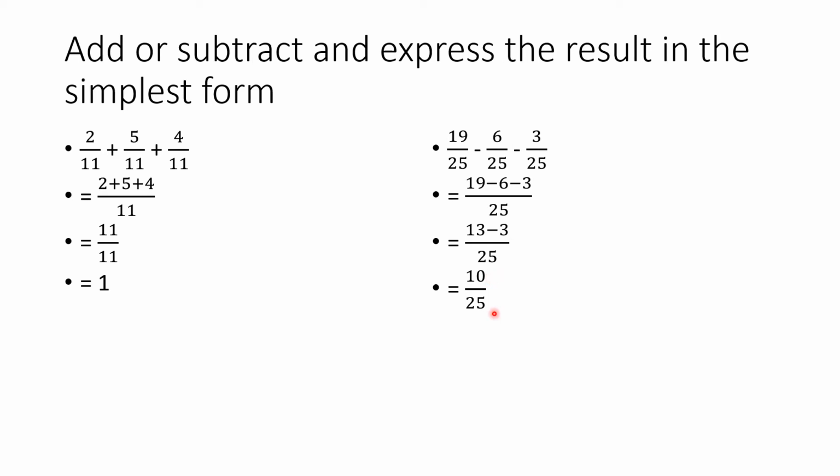10 by 25. Now we can get the simplest form of 10 by 25 by dividing by the common factor, and the common factor of 10 and 25 is 5. So we will divide by 5 in the numerator and also in the denominator. So we will get 5 2s are 10 and 5 5s are 25.